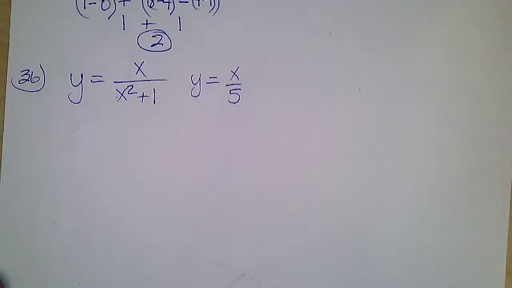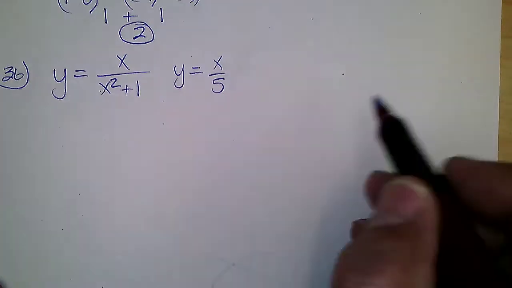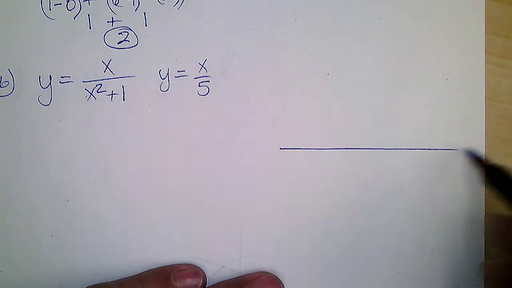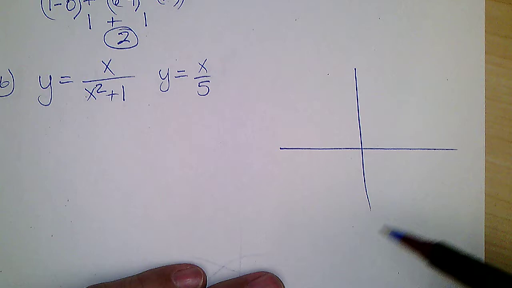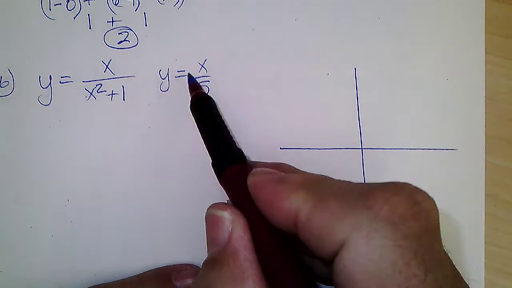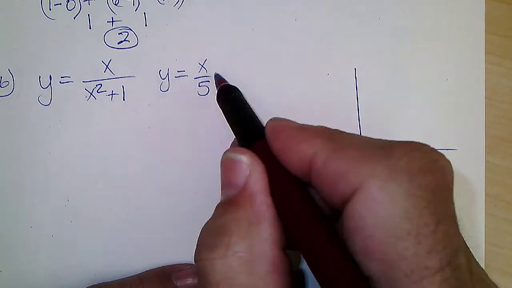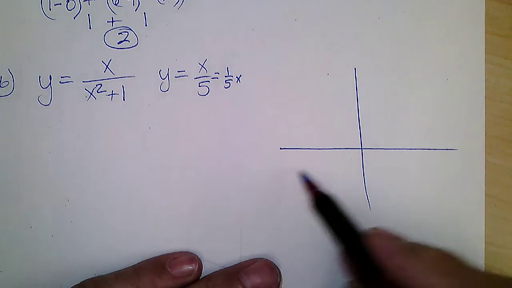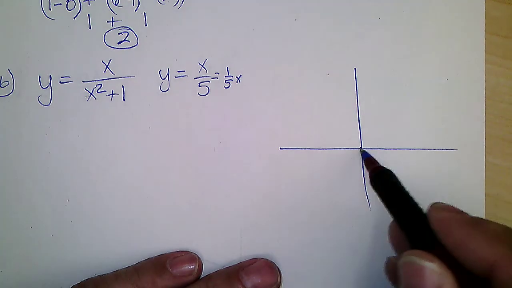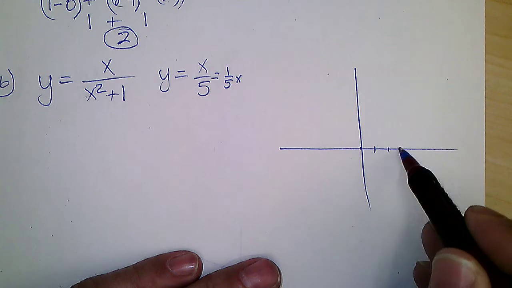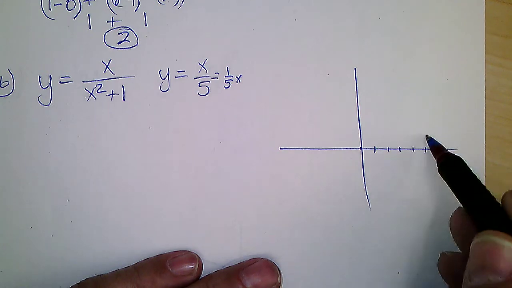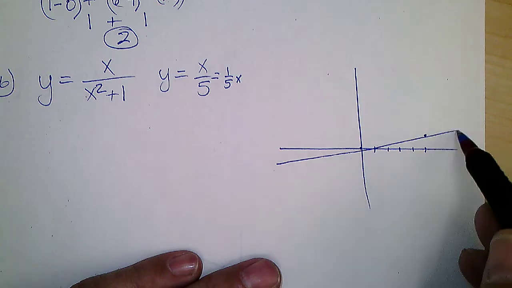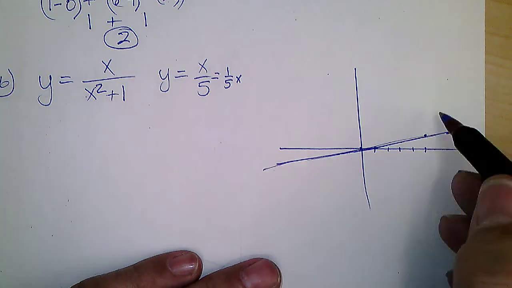This one. So let's get a good picture of the graph. At least I'll try. So this is y equals 1/5 x. So that's a real low slope. It has to go over 5 to get up 1. So something like that.